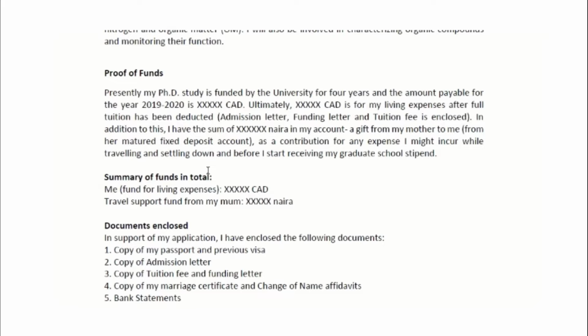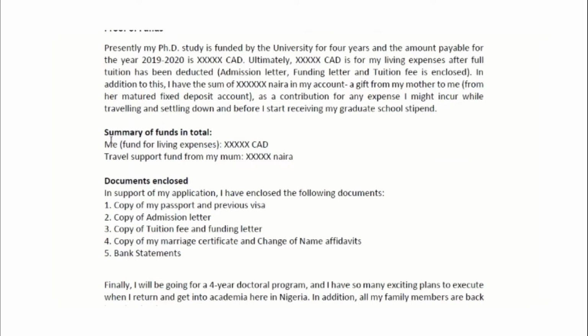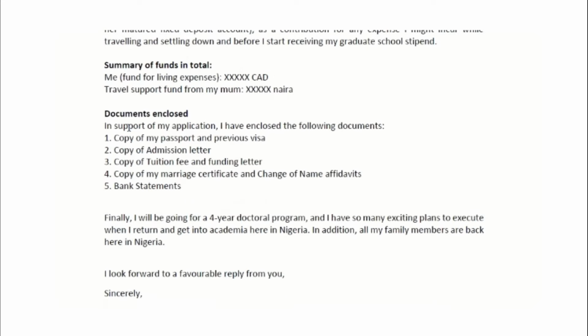But if you don't have anything, if you are fully funded, you just have to write here is your funding. Okay, so I also put summary of funds, me, travel support for my mom. This is a breakdown. So here, if you have 4 sponsors, put them one by one so that they see how much you have in total. Okay, so now here I listed the documents I enclosed. This is important for some of you that have a lot of documents.